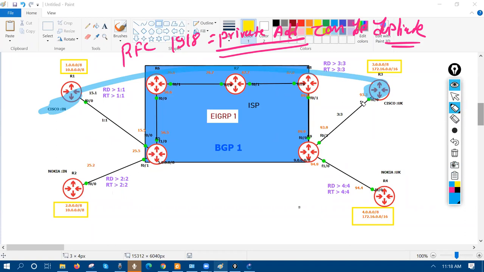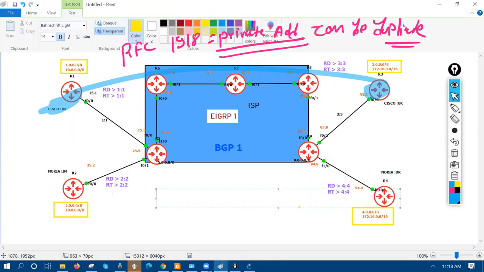I'm assuming you have knowledge of VRF, BGP, redistribution. I'm not going to explain what VRF is right now, otherwise it will take 3 hours for VRF only, right? So you have a VRF. What is VRF going to do? It creates a virtual routing table, or a separate infrastructure for each customer. So VRF is creating a separate infrastructure for each customer.